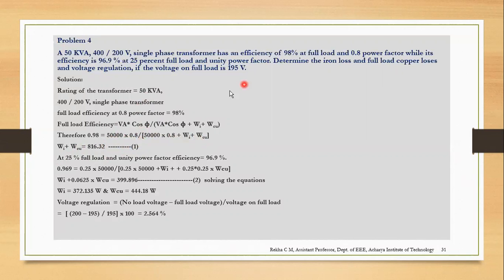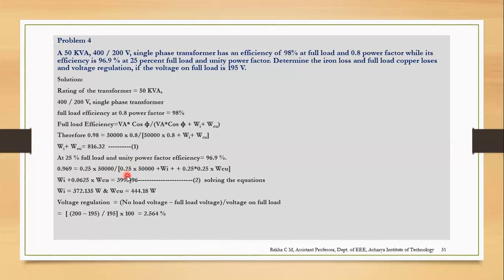Again, they have given you one more condition at 25% full load and unity power factor. The efficiency given is 96.9%. So remove this percentage and substitute over here, that is 0.969. Now you again substitute the values given in the formula. X value is known. If they give you 25% full load, the value of X is 0.25, that is 25 divided by 100. X value into VA rating into power factor. Power factor is unity, so cos phi value is 1. I have just multiplied by X.